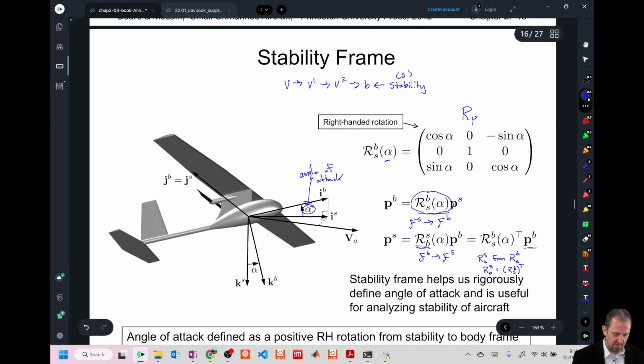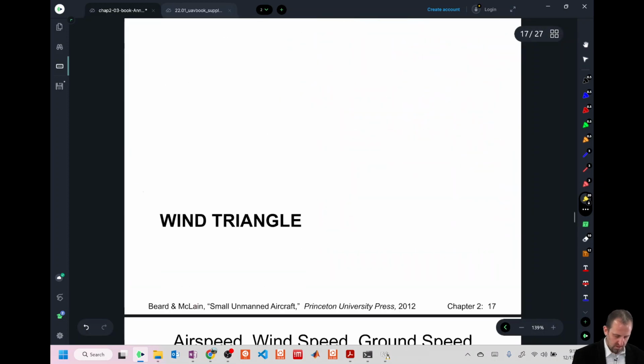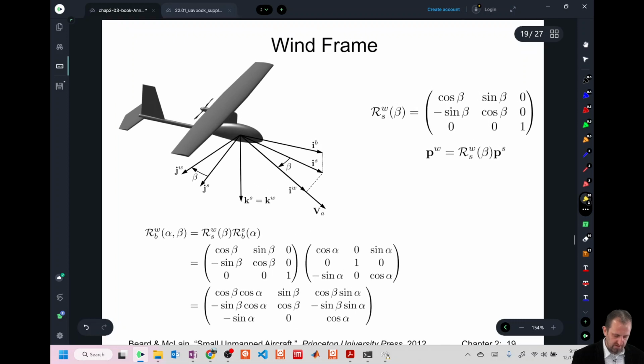Excellent. So that's our first transform, and the key here is this term. It's called our angle of attack. Again, that's basically our pitch angle with respect to the wind vector. So there you have it. Then we're going to jump into the wind frame.